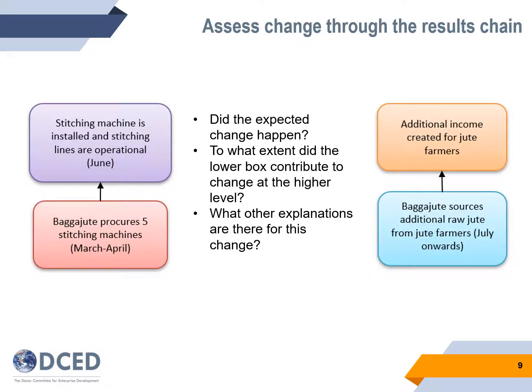And one essential step is to use the results chain to look at attribution, because the results chain breaks the overall attribution question of did your activities lead to the impact into smaller, more answerable questions. For example, at every stage you need to say, did the expected change happen? Did the lower box contribute to the change at the higher level? What other explanations are there for this change? And if you can look at that for every level of the results chain, you build up a plausible story of how you've contributed to the impact.